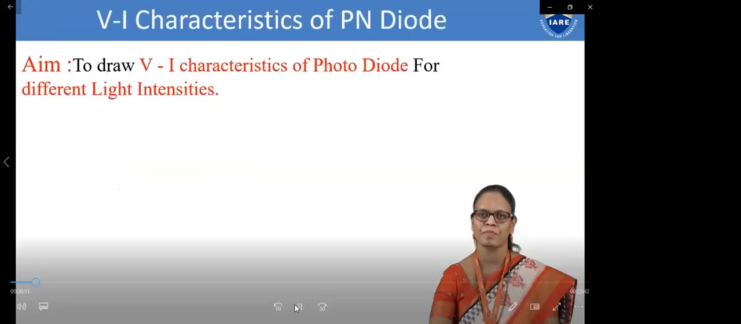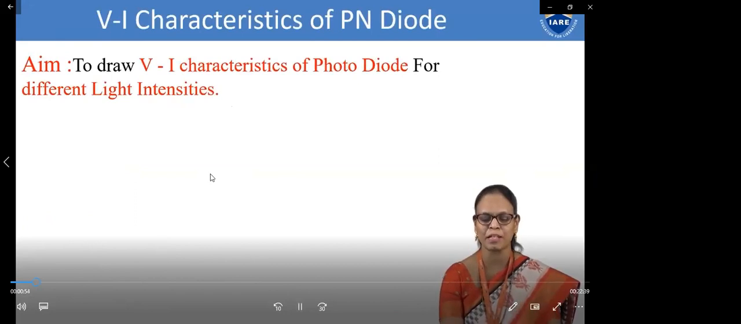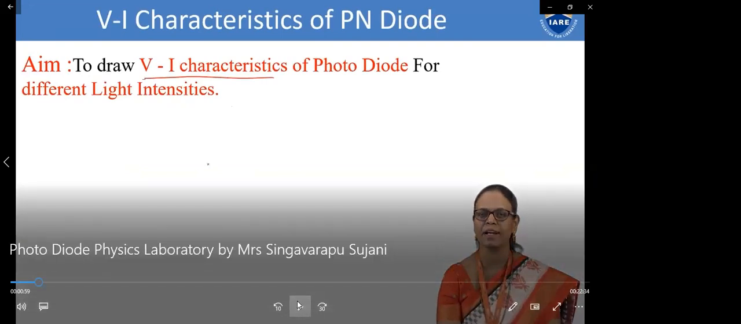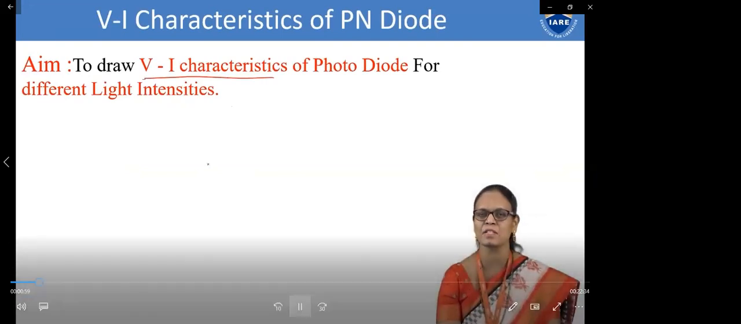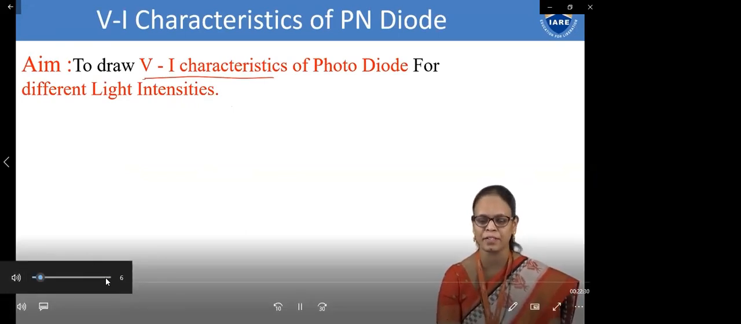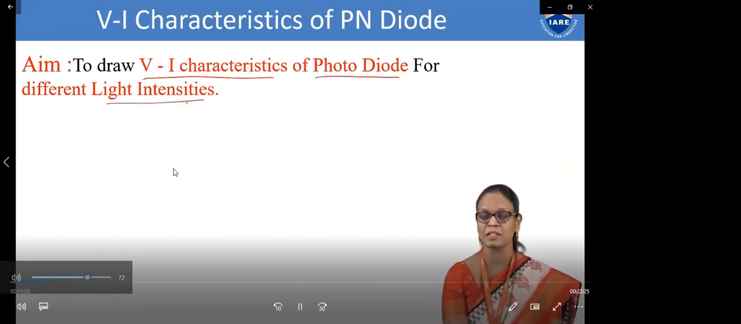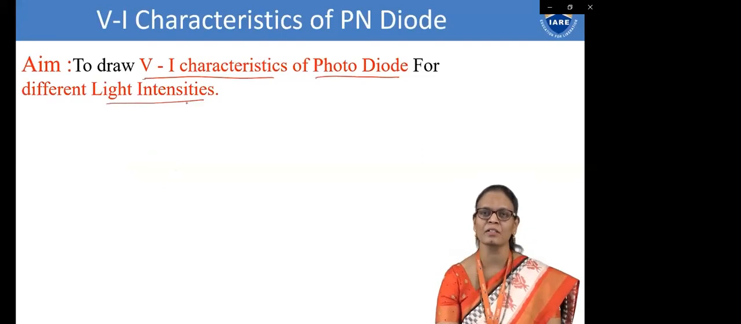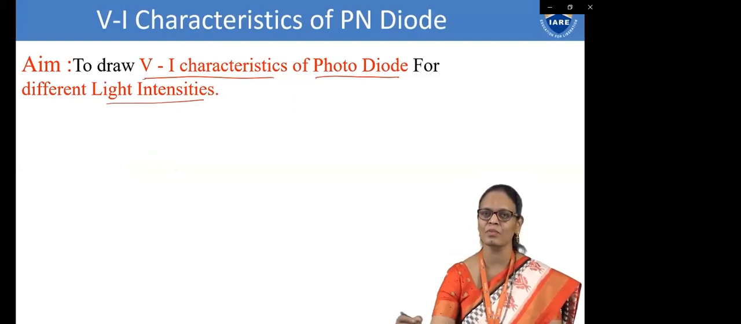Now the aim of the experiment is to draw the VI characteristics. V stands for voltage and I stands for the current. So we are going to study the voltage versus current characteristics of a given photodiode for different light intensities. We are going to vary the light that is falling on the photodiode and then study the characteristics for various light intensities.